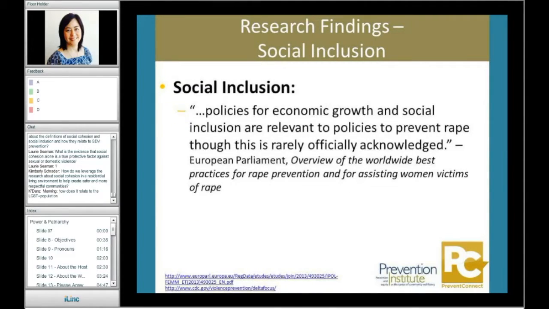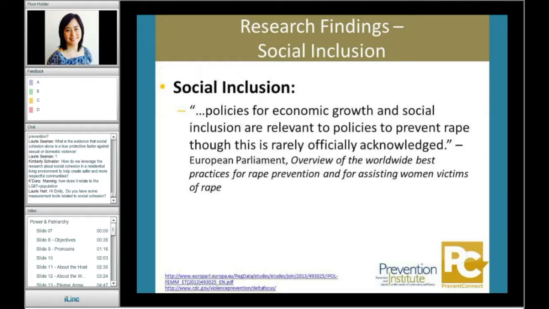Go to the next slide. Social inclusion: what we found is that there's some research connecting social inclusion and particularly sexual violence prevention.